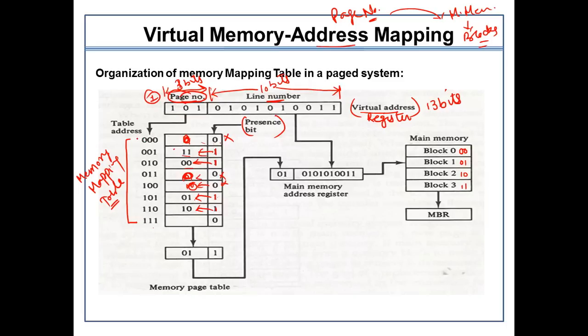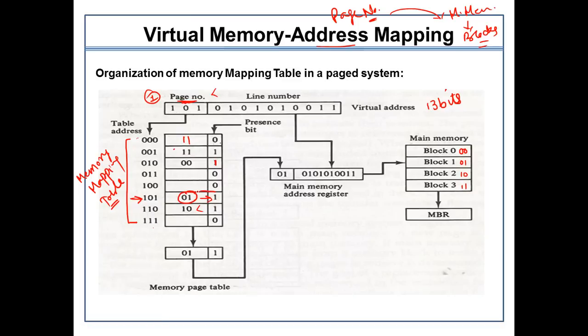So what I did is write all the page values from 000 to 111, and in between I have provided the block number. You can see that the page number is 101. This page number I need to refer. So if I am referring to this page number here, what is the value available here? At this page number, the value available is 01, and the presence bit is also 1.